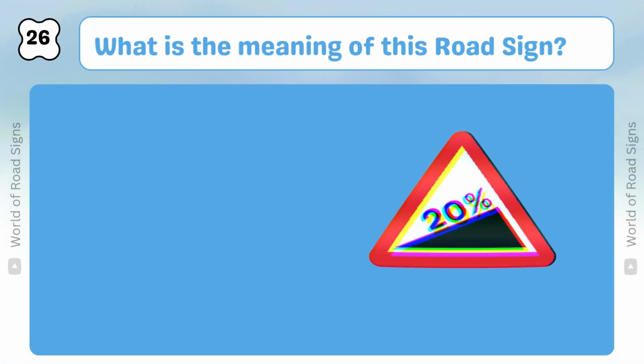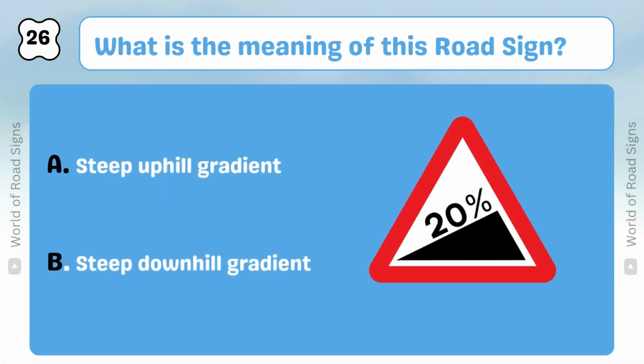Question 26. What does this warning sign tell you about the road ahead? A. Steep uphill gradient. B. Steep downhill gradient.